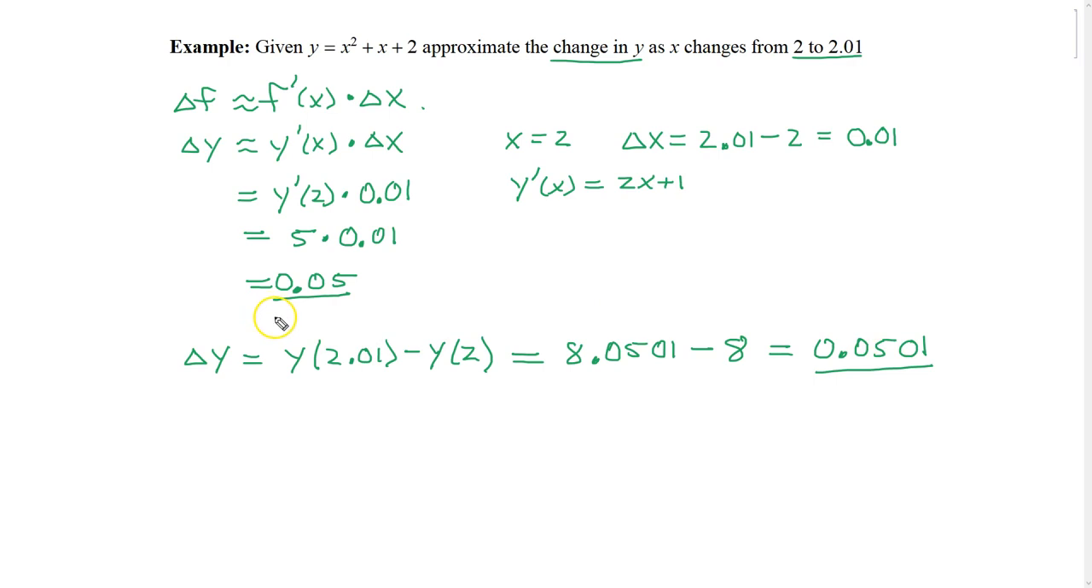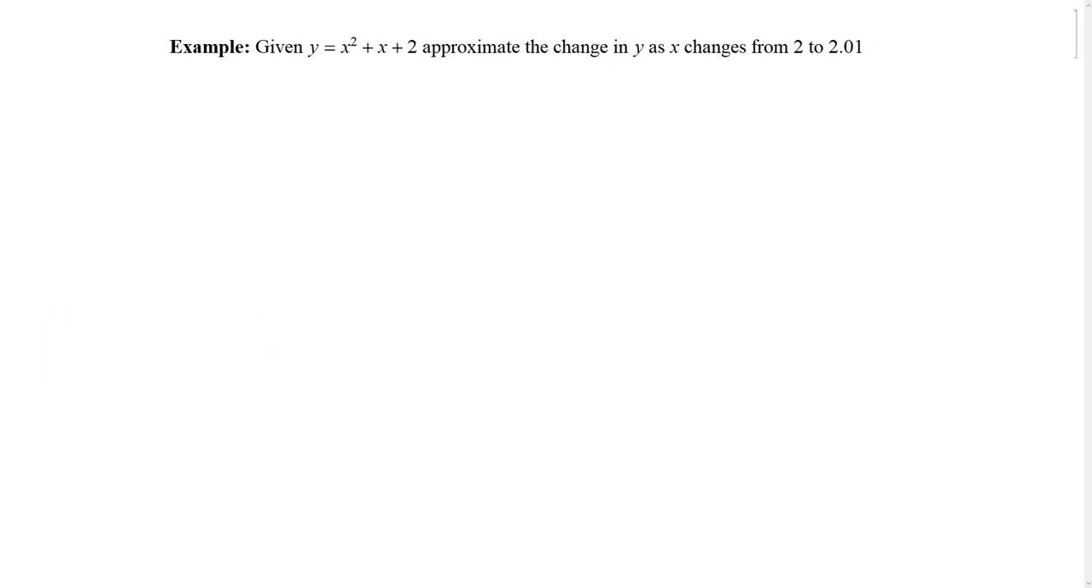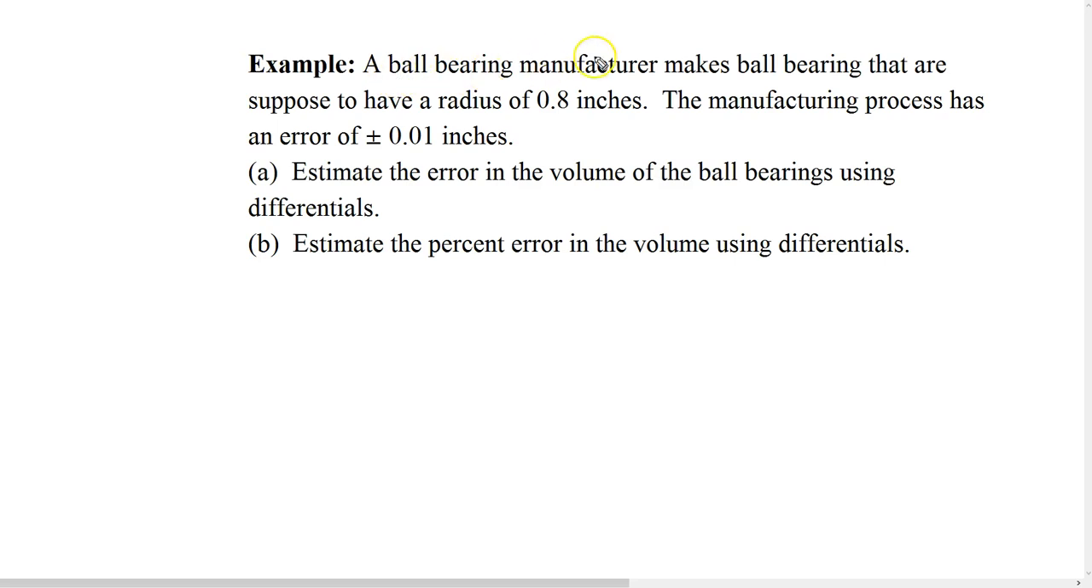Now let's take a look at another example. So here we have a ball bearing manufacturer who makes ball bearings that are supposed to have a radius of 0.8 inches. The manufacturing process has an error of plus or minus 0.01 inches. So we want to do two things. Estimate the error in the volume of the ball bearings using differentials, and then estimate the percent error in the volume using differentials. So for part A, we want to estimate the error in the volume.